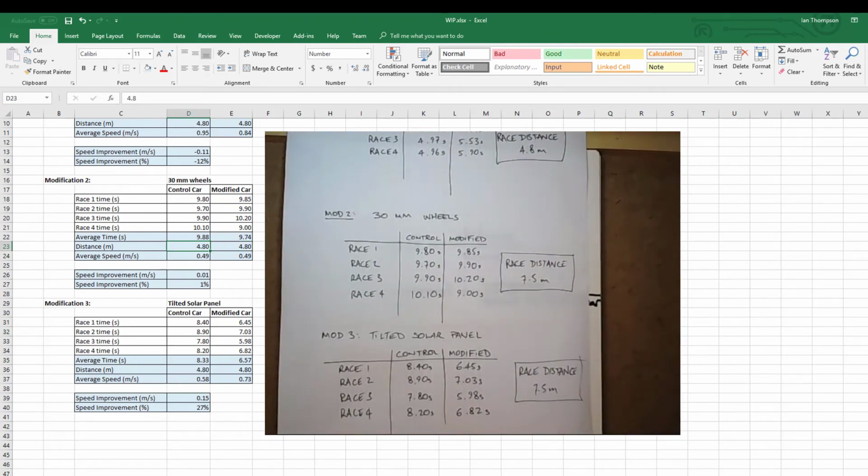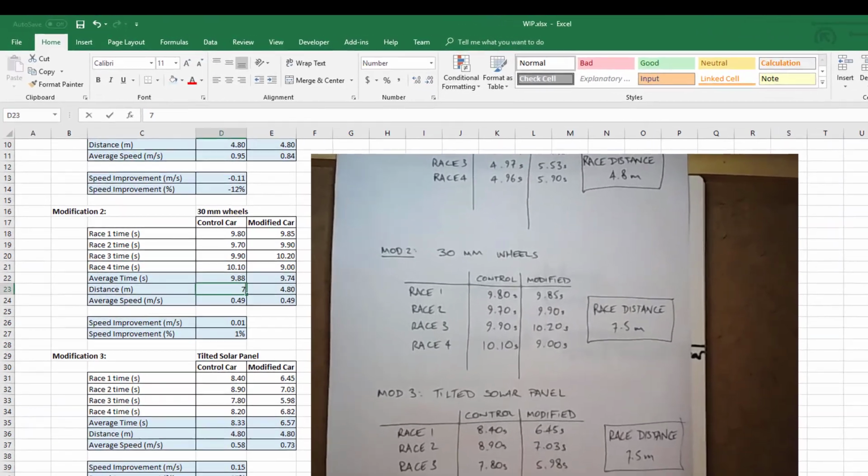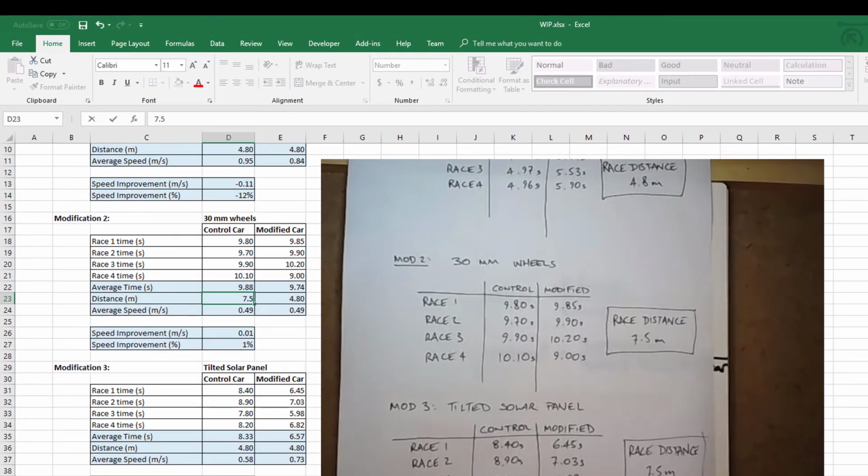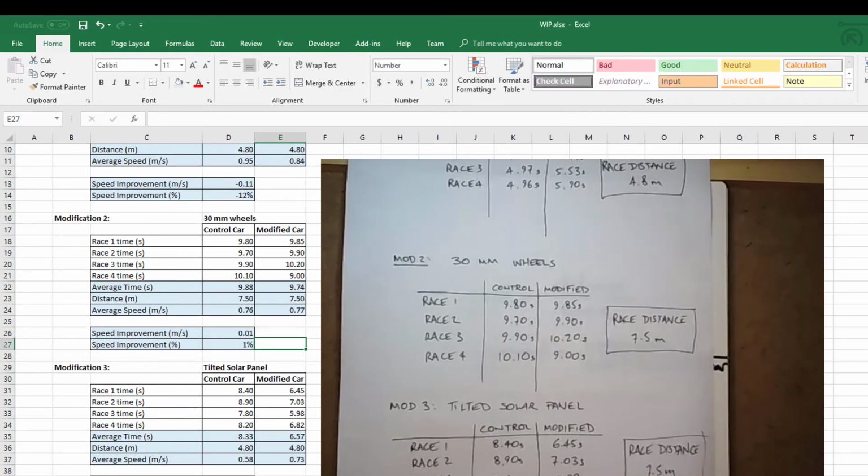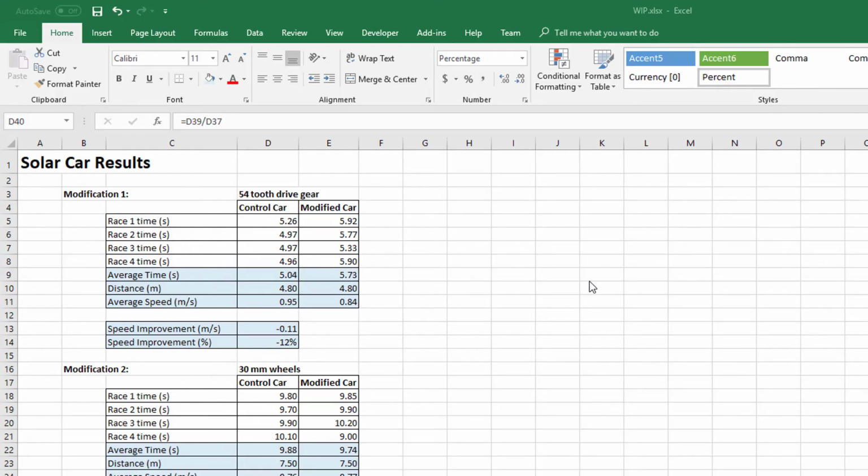So modification 2 is not 4.8 meters, it's 7.5 meters. So I need to adjust that. And 7.5 meters. And down here on modification 3 also needs to be 7.5 and 7.5. Now that's a lot of data. What we need to do now is put that into a summary table and then create a graph, so it's a lot easier for someone to look at this and tell very quickly what all this data means.